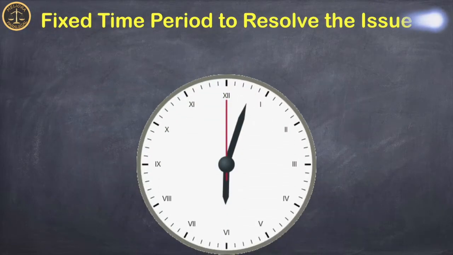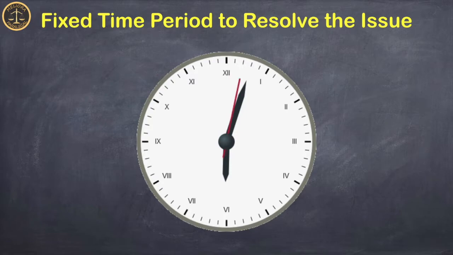Next, fixed time period to resolve the issue. Filing a complaint in the consumer forum or commission is equivalent to physical as well as mental harassment, as it is a lengthy and time-taking process. Therefore, the new bill recommended that the commission's forums need to dispose of the complaint within 3 months of time from the date of the receipt of notice by the opposite party.